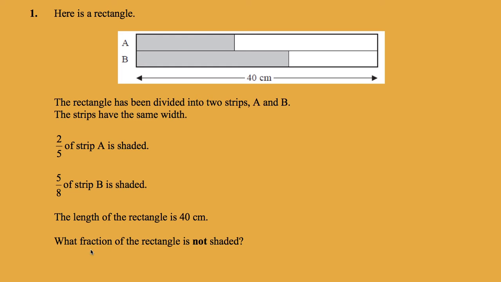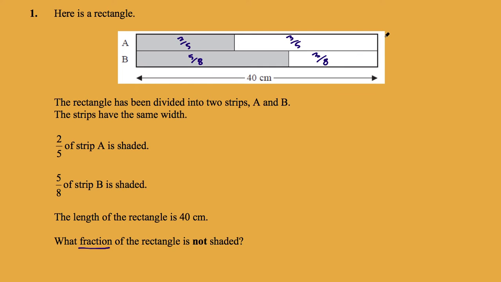It's asking what fraction is not shaded. For me, I see that 40 centimeters as a bit of a distraction. I don't need to know the length of the rectangle because I don't know the width of the rectangle. So I'm just going to do it all with fractions. If that's 2/5 that's shaded in here, that must be 3/5 unshaded. And if that's 5/8, that leaves 3/8 unshaded.